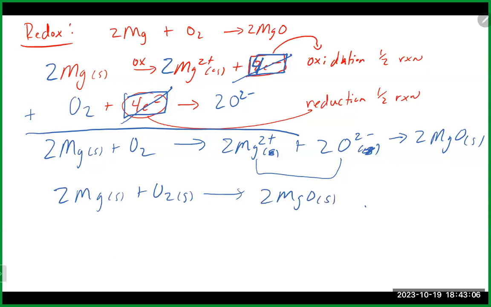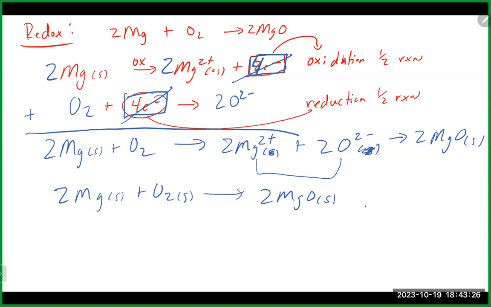All right, so from that really butchered example there, basically in a basic redox situation, if you have the 2 half reactions, the one thing you want to make sure of before you add the half reactions back together is that you always have the same number of electrons in each half reaction.